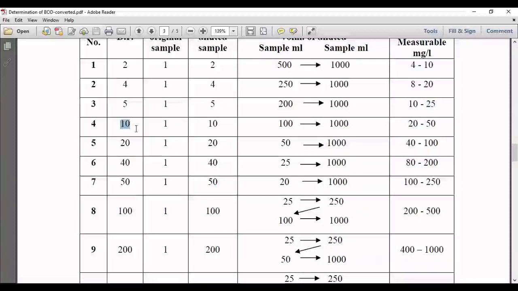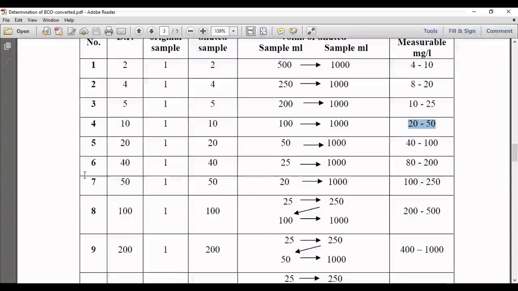Similarly, for achieving the dilution factor of 10, the total volume is 1000, and the volume of the original wastewater sample is 100. So how are we going to make it? We are going to take a 1000 ml measuring cylinder, add 100 ml of wastewater sample into it, and the rest, 900 ml, we are going to add as distilled water. So the total volume becomes 1000 ml, and likewise we get the dilution factor as 10. The range of BOD, the minimum and maximum that we are going to get, is 20 and 50 for this, right?